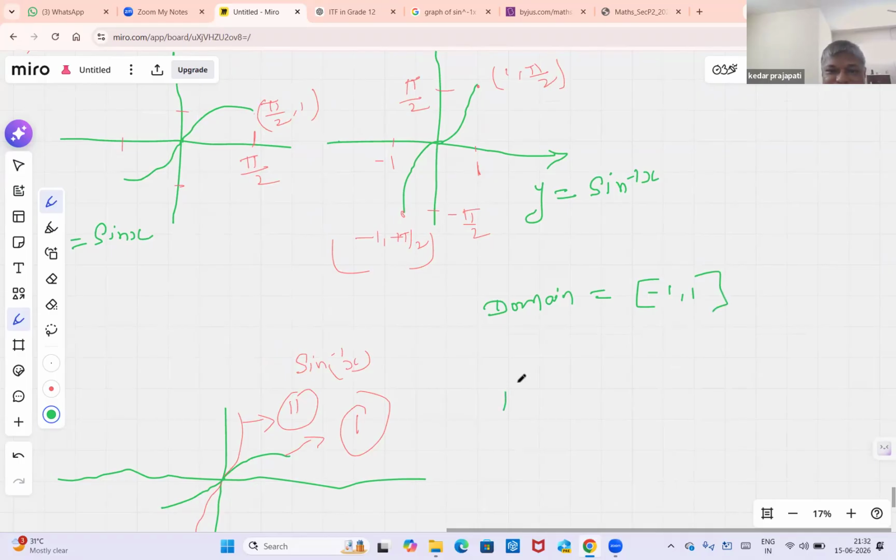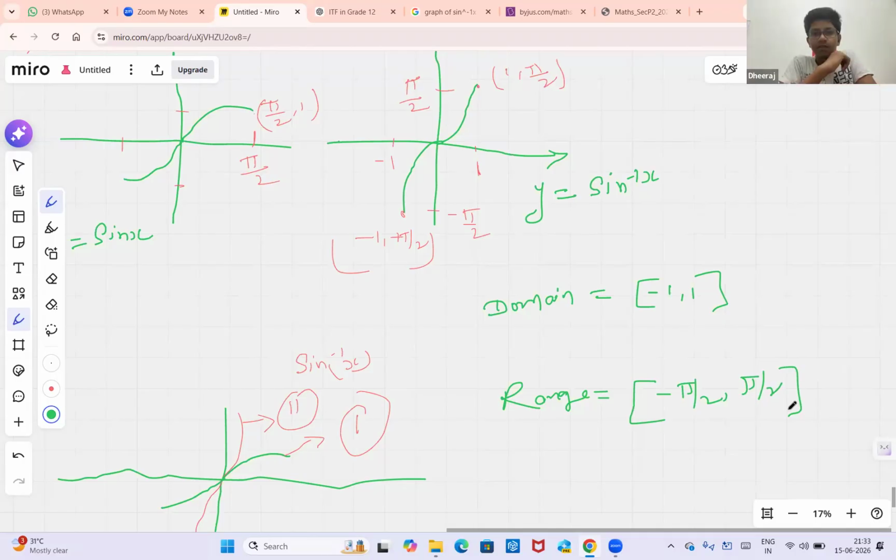And range is, tell me the range. Minus pi by 2 to pi by 2. So now we know how to draw the curve of sine inverse x. What is its domain? What is its range? Let me know if you did not understand anything, I'll explain.